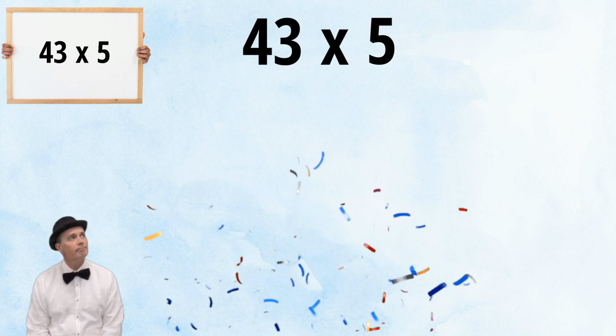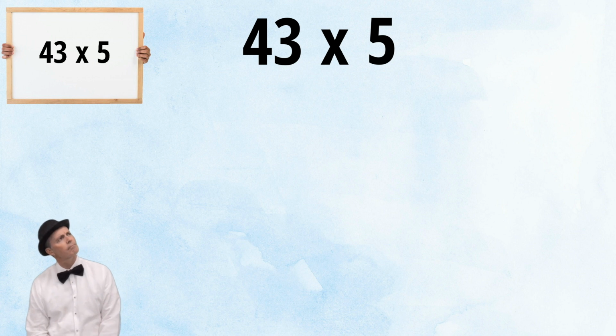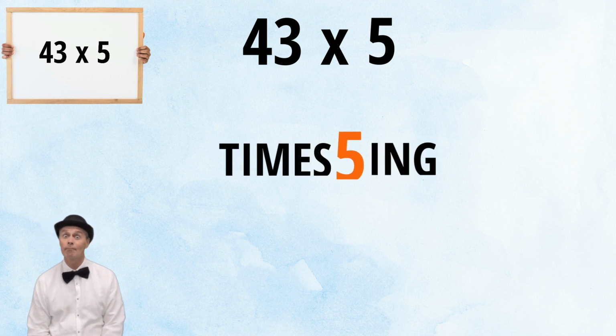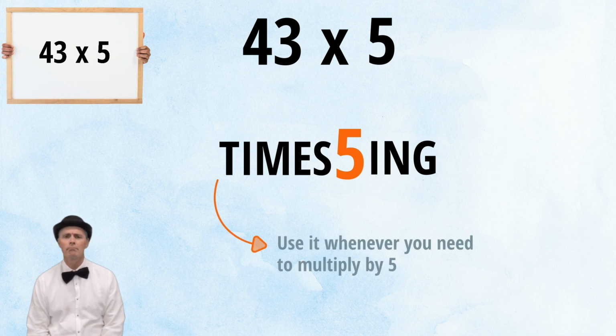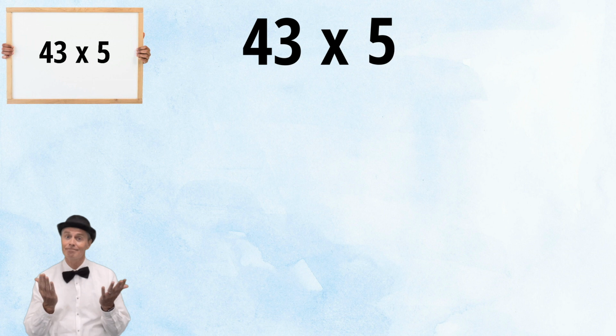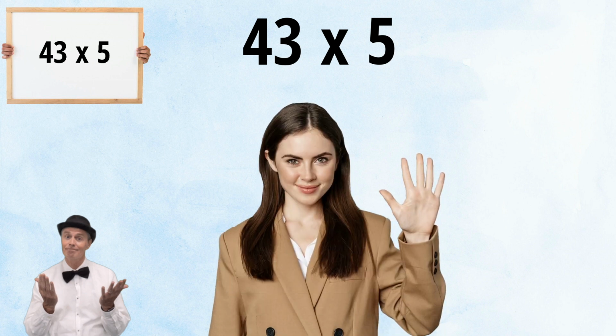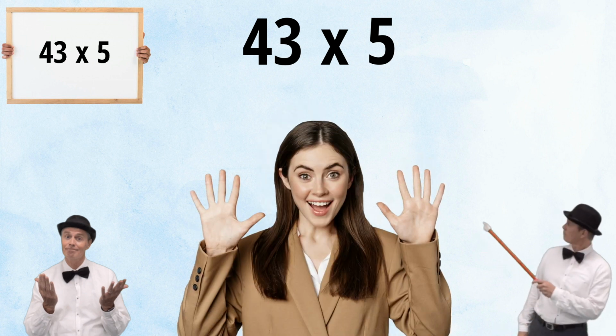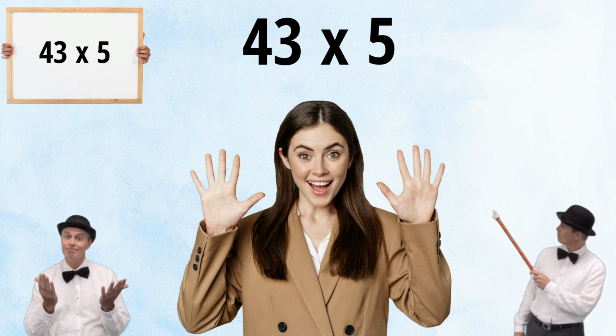Because it gives you the opportunity to use a strategy I call TIMES-5-ING. It's useful whenever you multiply a number by 5, but with a little adaptation, can also be used when multiplying by 50 or even 500. Ironically, when TIMES-5-ING, you don't actually multiply by 5. Instead, you multiply by 10, which is a lot easier.